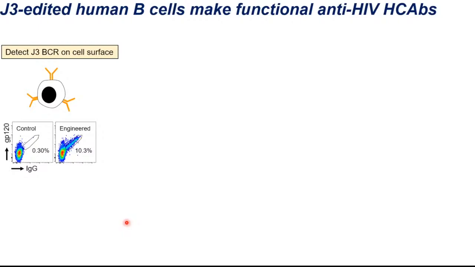Okay, so the next thing we did was we asked whether or not these antibodies worked. So we asked whether CRISPR-Cas9 J3 edited human B cells actually make functional anti-HIV heavy chain antibodies. Bit of a mouthful, that title, isn't it? So the first question we had was, well, can we detect J3 on the cell surface as a BCR? And this experiment is just showing that the engineered cells, but not control non-engineered cells, recognize the HIV-ENV protein GP120. So yes to that question.